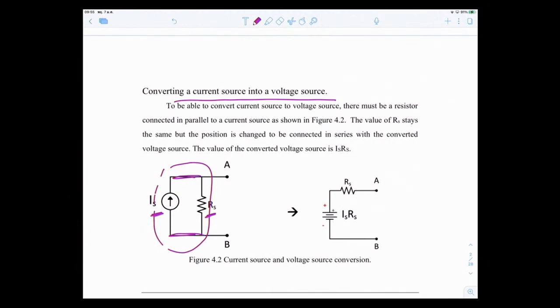And to do that, you have to write down your voltage source. Your RS relocates again, so instead of being parallel, now it becomes series with the voltage source. And the value of the voltage source, using Ohm's law, V equal to IR, or RI. So you simply multiply RS and IS, and you get the value for your voltage source.